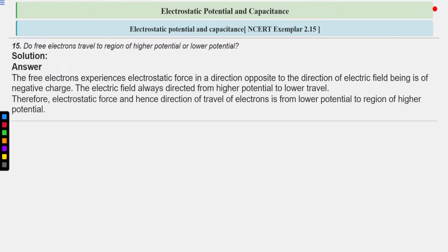Therefore, electrostatic force and hence direction of travel of electron is from lower potential to region of higher potential. Electron moves opposite to the electric field, and electric field is from higher to lower potential, so electron is in reverse direction. They are asking, do free electrons travel to region of higher potential or lower potential? So electrons travel from lower potential to region of higher potential.